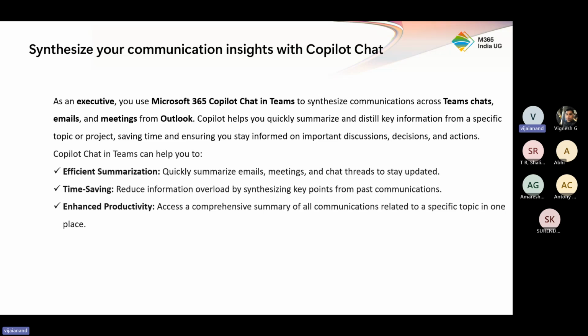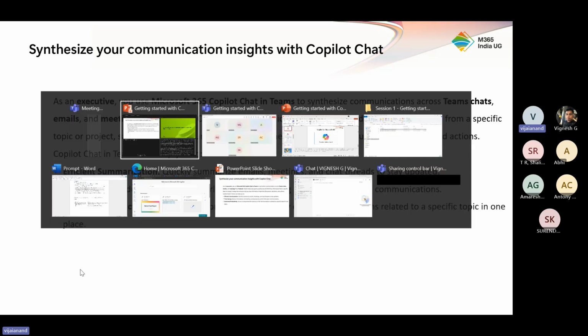And also you might be dependent on someone like a project manager whom you need to reach out to and get those details. Instead of that, let's see how, as an executive, you can make use of Microsoft 365 Copilot chat in Teams to quickly summarize and get the key information for a specific project. So let's get into the demo and then come back and see the key benefits of using Copilot chat in Teams.